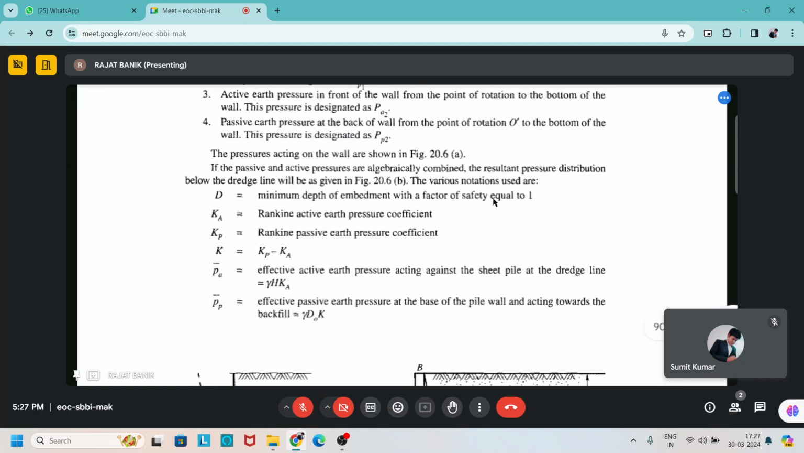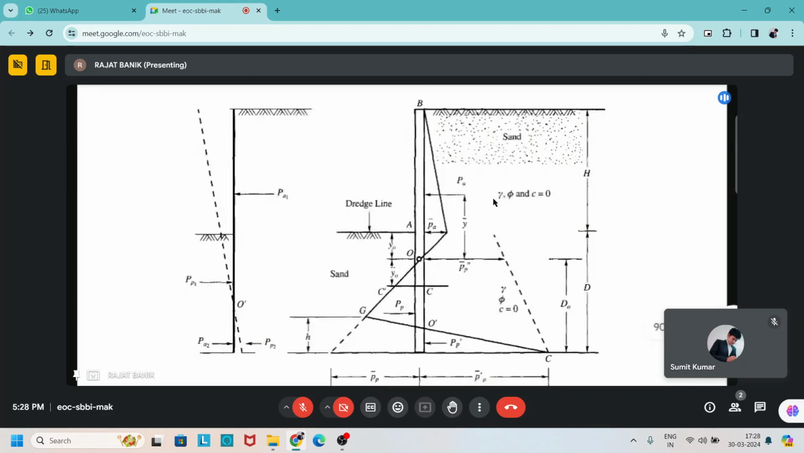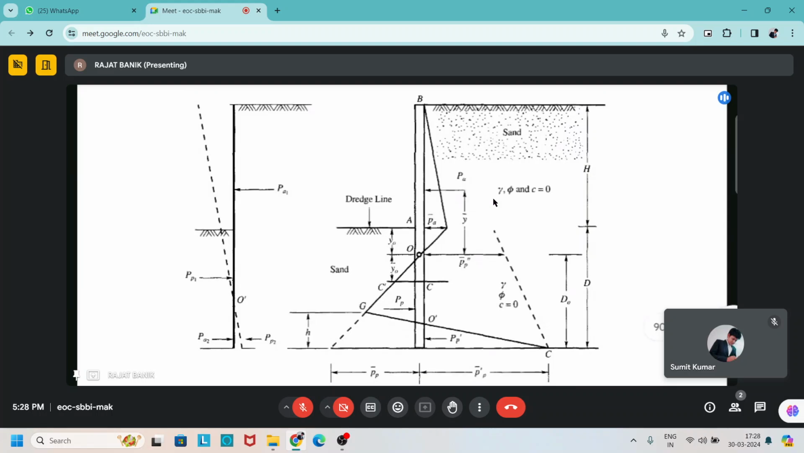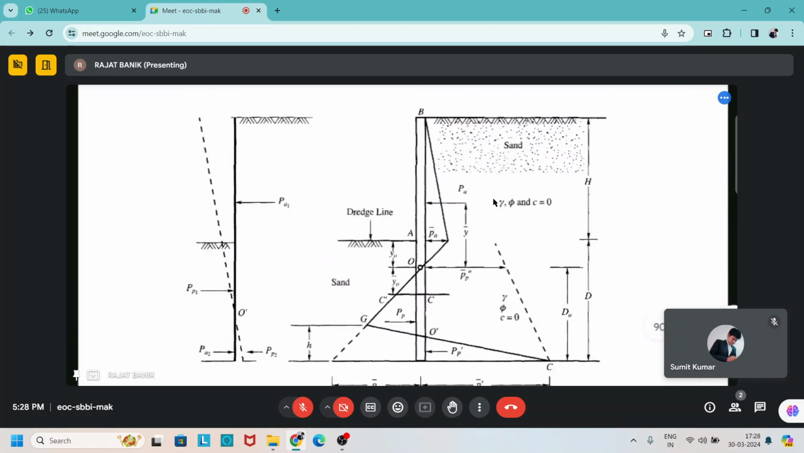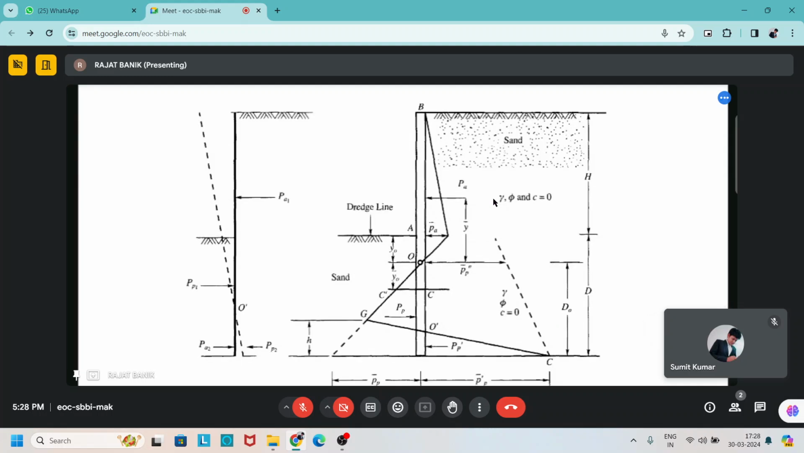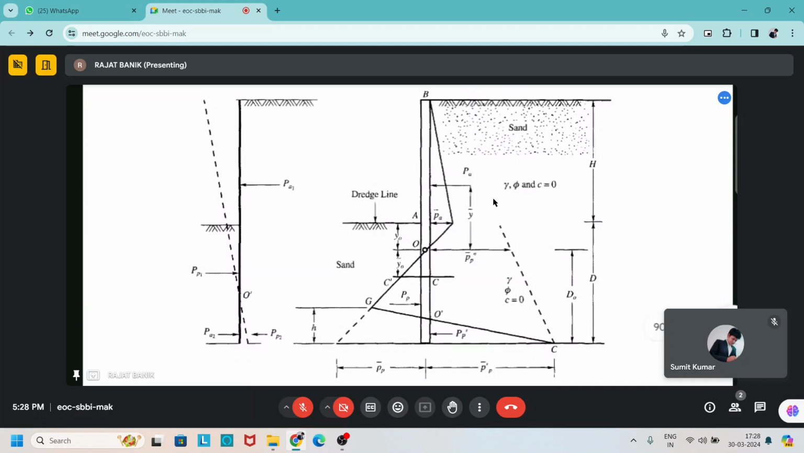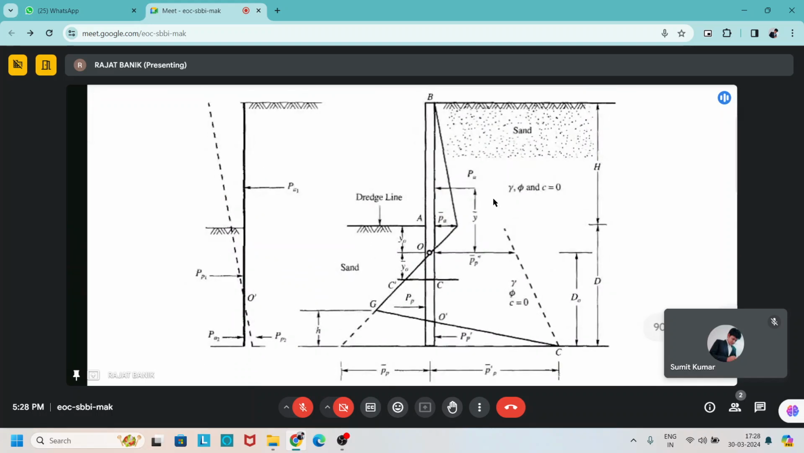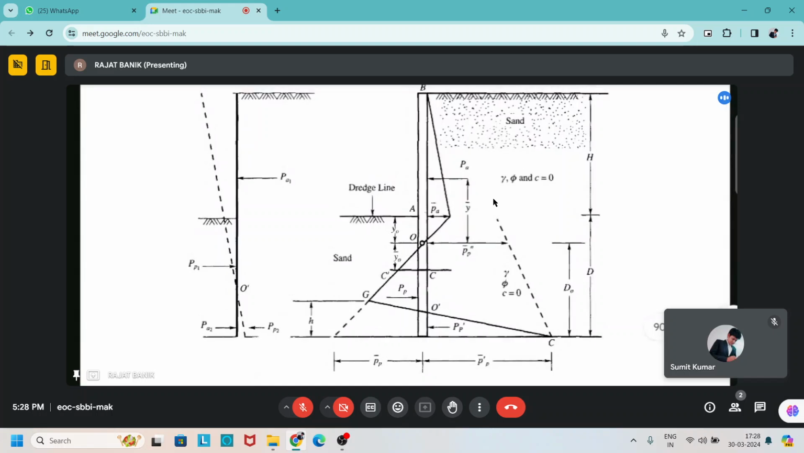So now go back to the figure. You can see that there is one line from Pa bar like this, and along the cantilever sheet pile a pressure distribution line is drawn. On the right hand side there is active earth pressure, and on the left hand side above the point O there is passive earth pressure. Below the point O there is passive earth pressure on the right hand side and active earth pressure on the left hand side. So you see that there is Pa bar and there is Pp bar.